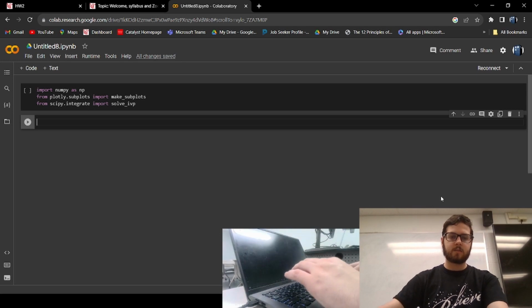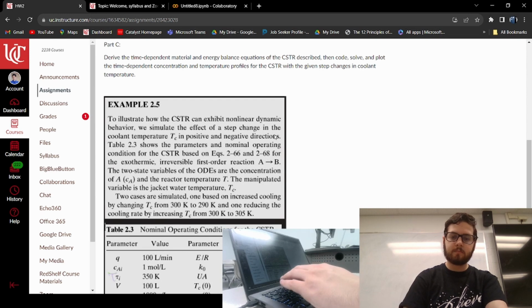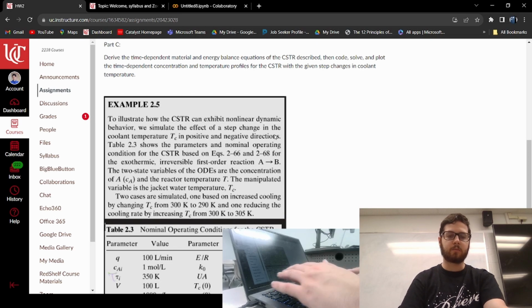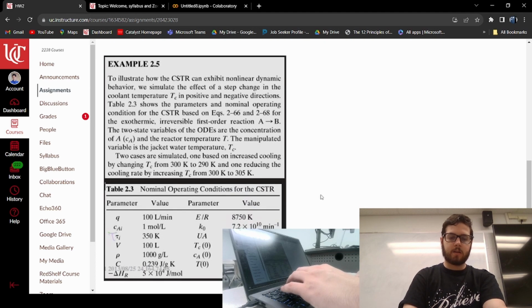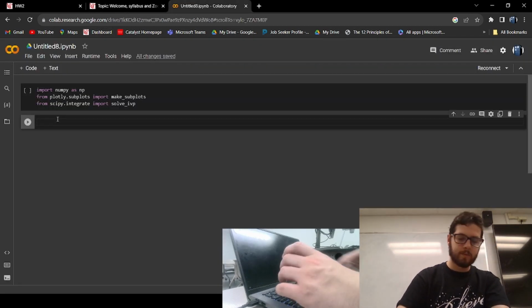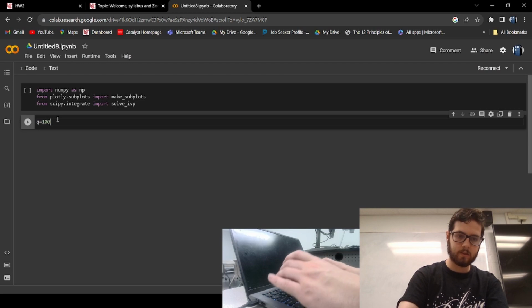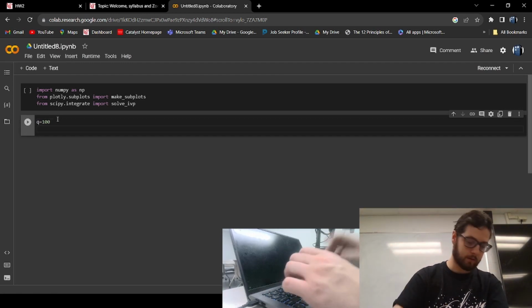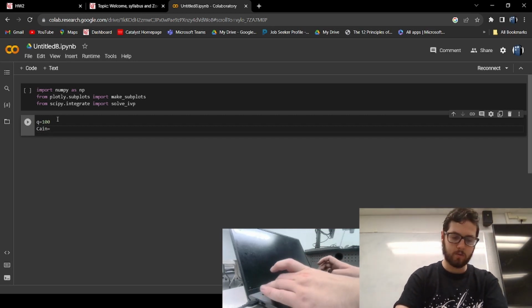So we have this problem here where we need to find the time-dependent material and energy balance of the constantly stirred tank reactor and blah blah blah code. We're on the coding portion now because I've already derived all the equations. And I already wrote all these down on a separate piece of paper so I don't have to keep coming back here. So I'm just going to go ahead and fill these all out. So our flow is equal to 100 liters per minute. Our concentration in is equal to 1 mole per liter.